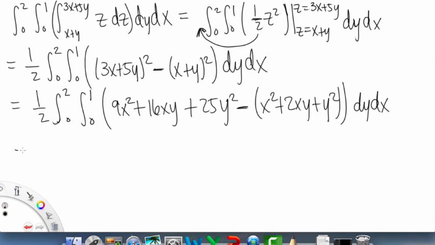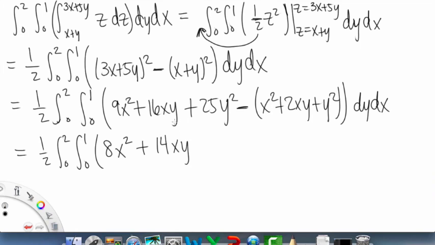Okay, so I'm going to simplify on the inside, and then we'll go on from there. 0 to 2, 0 to 1, 9x squared minus x squared, 8x squared, 16xy minus 2xy, 14xy, and then we have 25y squared minus y squared, 24y squared, okay? Then we have dy dx.